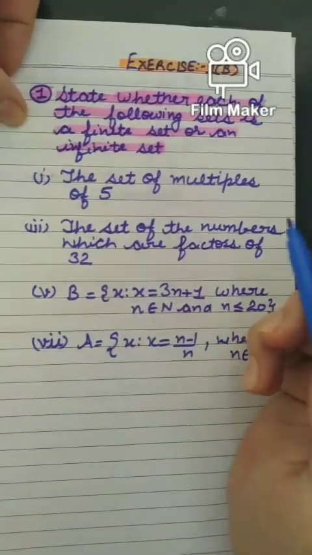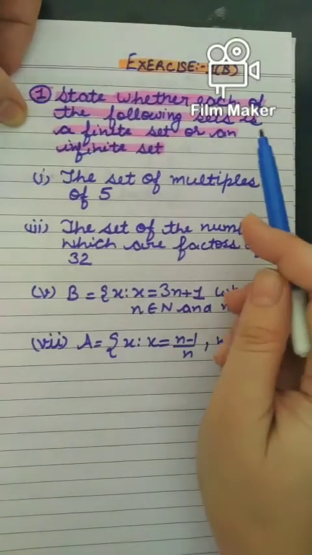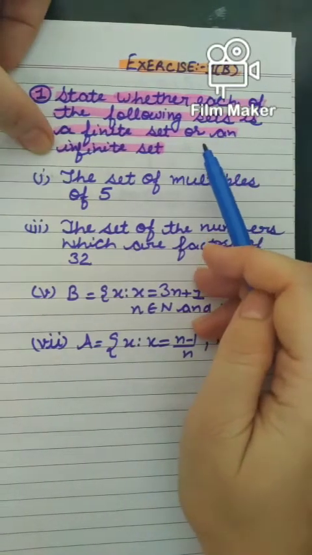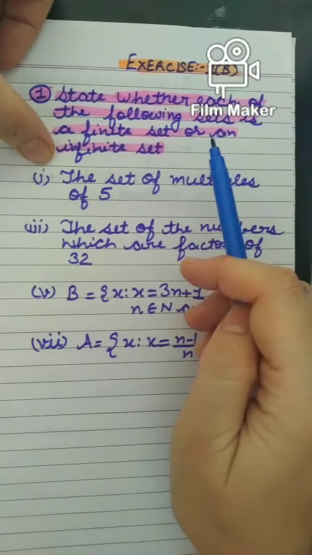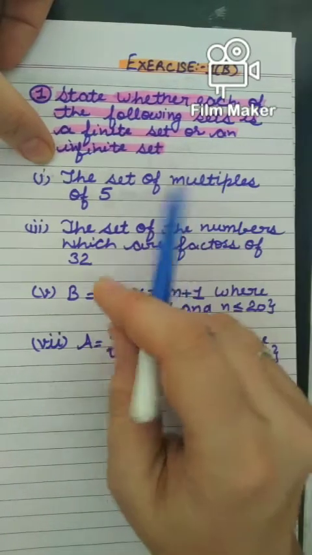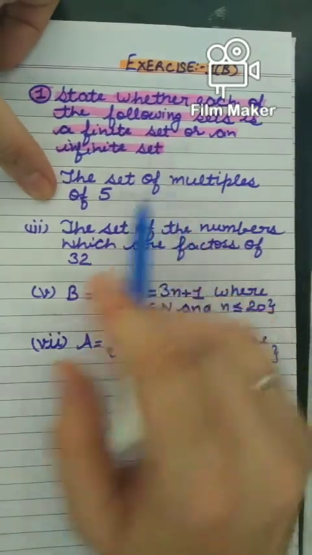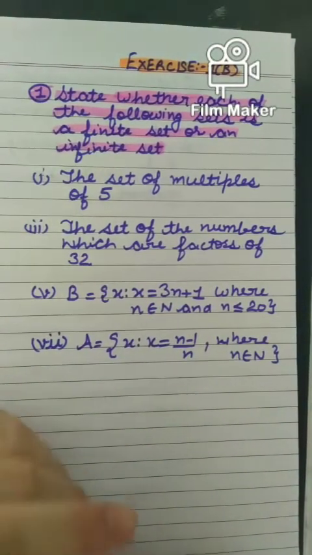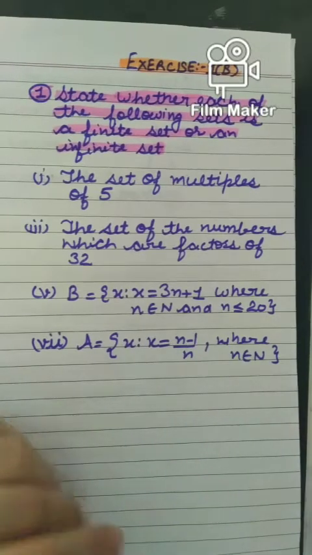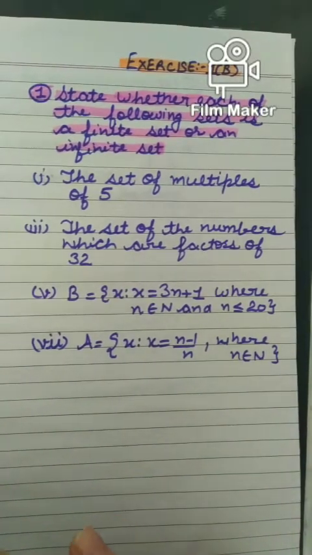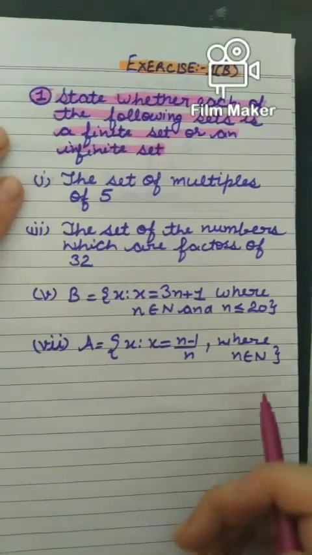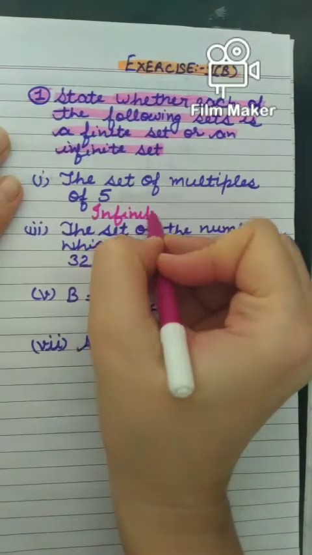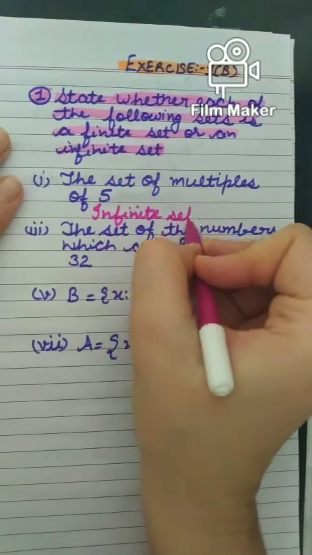We are going to start exercise 1B. What is question 1? State whether each of the following sets is a finite set or an infinite set. You just have to classify which one is finite and which one is not. The set of multiples of 5. Beta, easily you can tell that multiples of 5 means the numbers on the table of 5: 5, 10, 15, 20. We have so many multiples, right? So this is clearly visible that this is an infinite set. I hope it is getting clear.